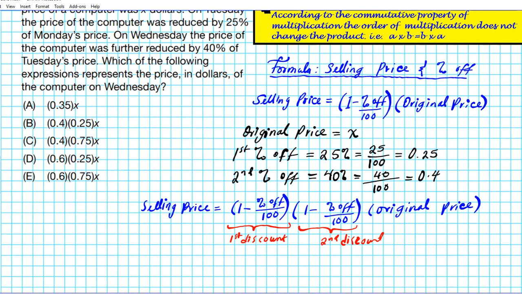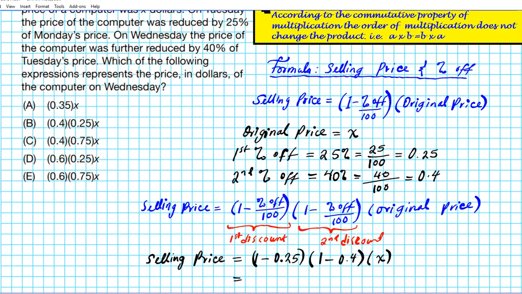Our selling price is going to be the first discount, which is 1 minus percent off over 100. So 1 minus percent off over 100 is 25 over 100, which is 0.25. The second discount is 1 minus the second percent off over 100, which is 40 over 100, which is 0.4. That multiplied by the original price of X.